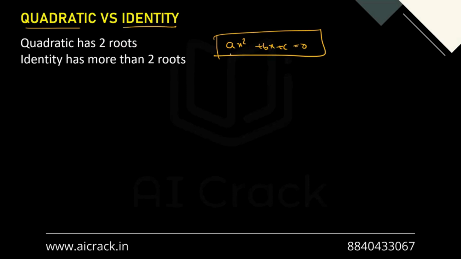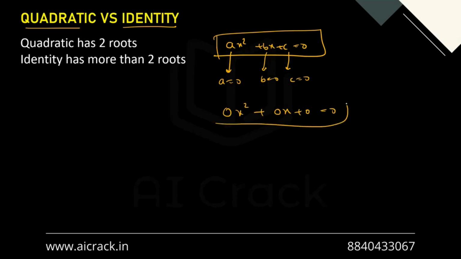So when can we say that a quadratic equation has become an identity? So we can say only when a equals to 0, b equals to 0 and c is also equals to 0. So basically all the coefficients and constant numbers are 0. In that case we can say that the quadratic equation has become an identity. So that means equation can be written as 0x square plus 0x plus 0 equals to 0. So that means everything is 0. So it's just a formal way of writing it.